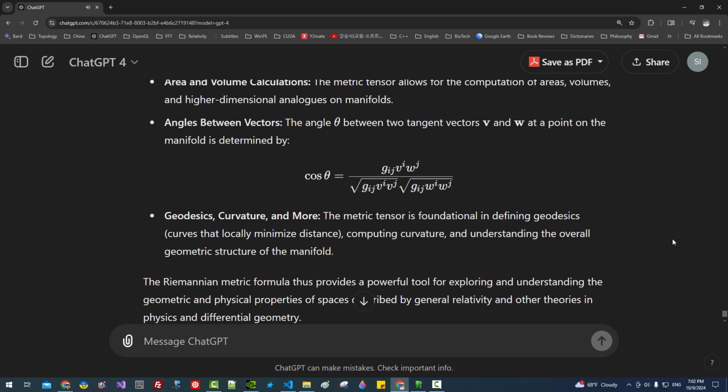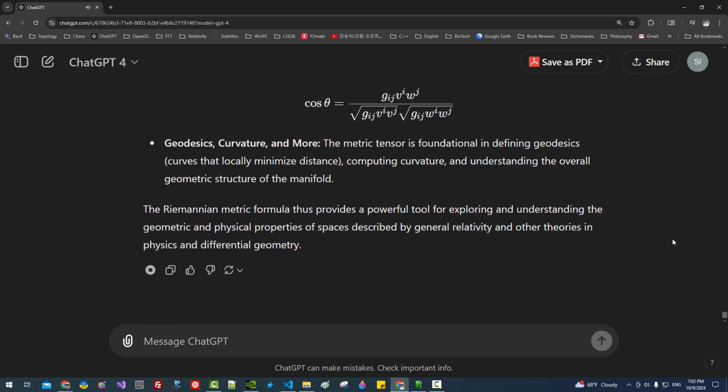The metric tensor is foundational in defining geodesics, curves that locally minimize distance, computing curvature, and understanding the overall geometric structure of the manifold. The Riemannian metric formula thus provides a powerful tool for exploring and understanding the geometric and physical properties of spaces described by general relativity and other theories in physics and differential geometry.